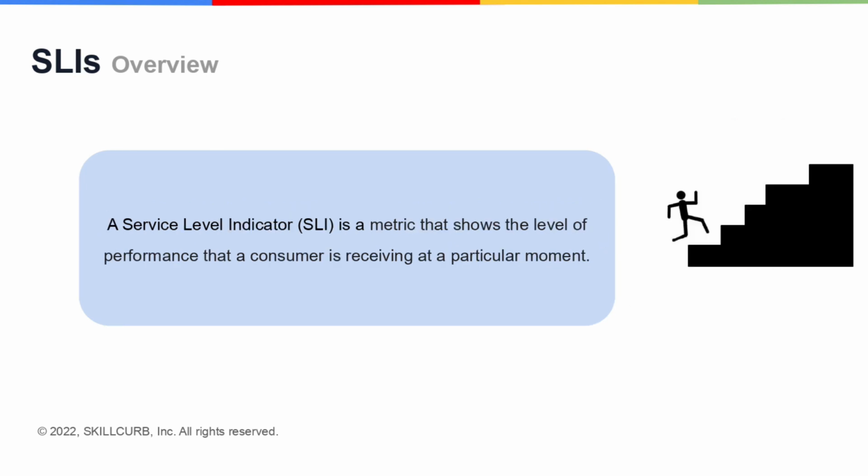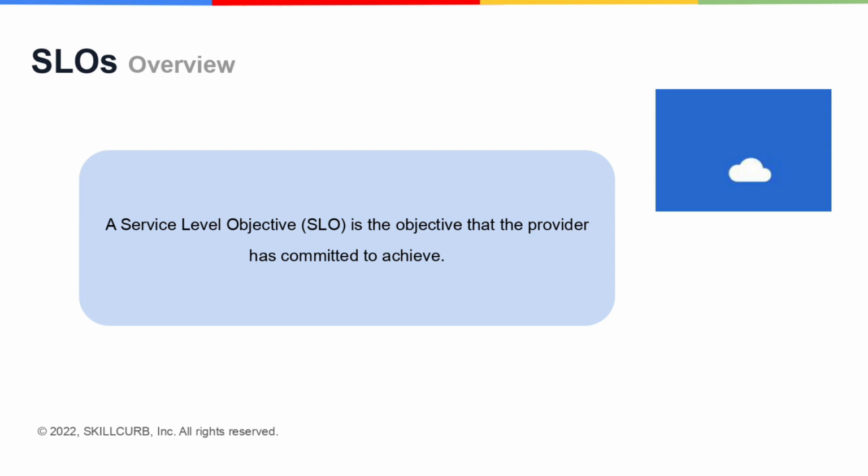A service level indicator, or SLI, is a metric that shows the level of performance that a consumer is receiving at a particular moment. An SLI could be reliability, efficiency, throughput, latency, error rate, durability, or accuracy. The service level objective, or SLO, is the objective that the provider has committed to achieve. SLOs are represented as a particular goal percentage over time.